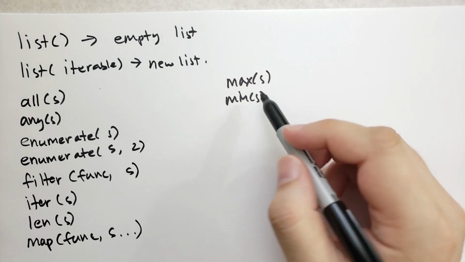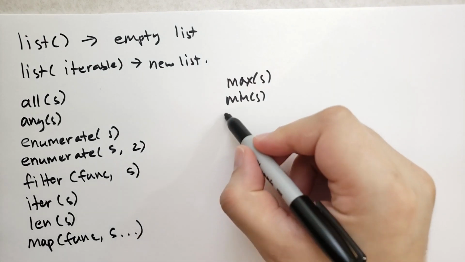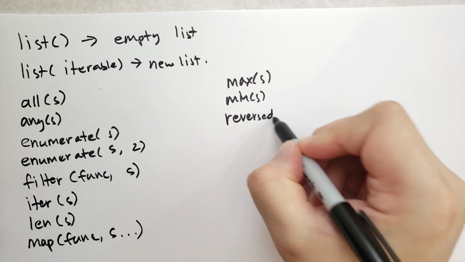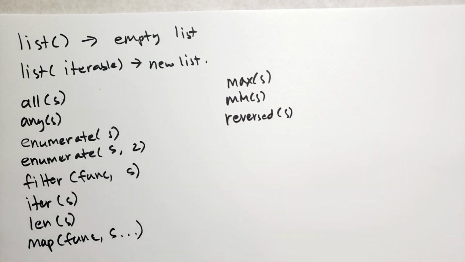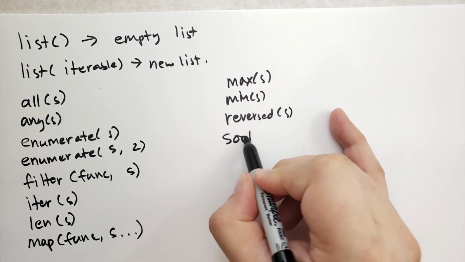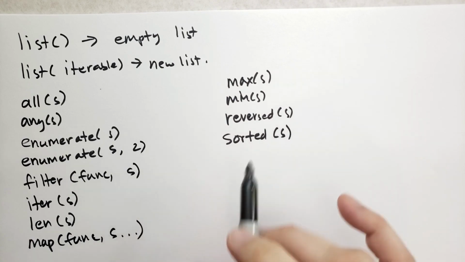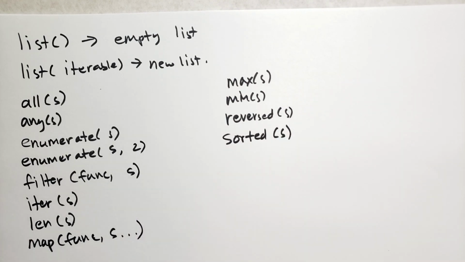These will return the largest and smallest values from that sequence. We can reverse the sequence and return a copy of it. This won't actually change the list, but it'll return a copy of the list in reversed order. And then we have sorted, which takes a sequence. We'll talk more about sorted and reversed in another lecture.